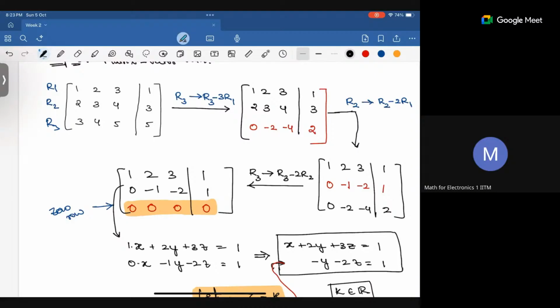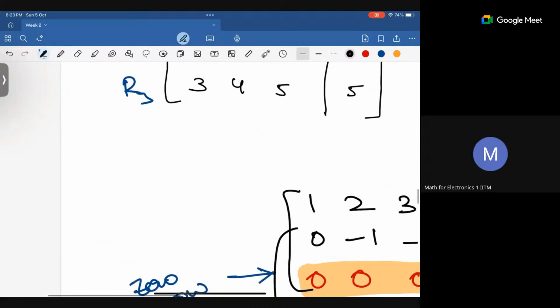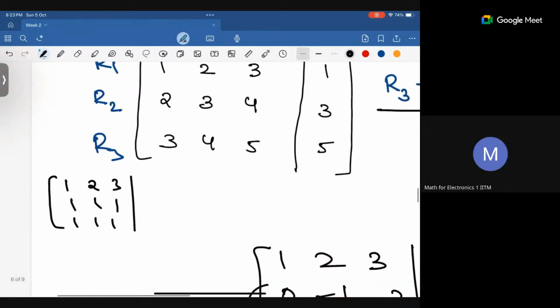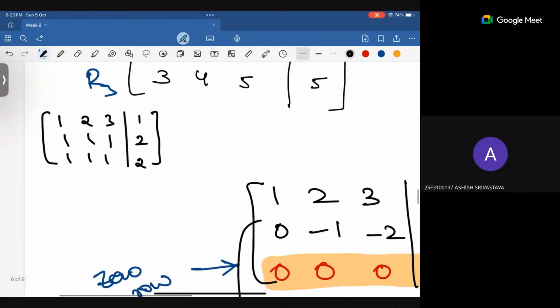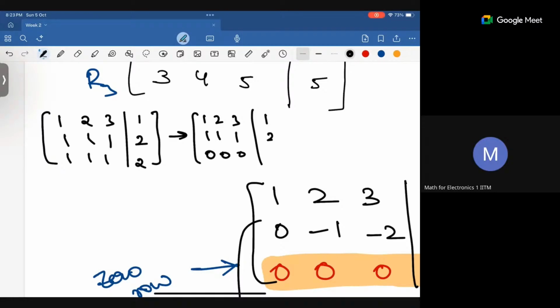If you do that, you will get this matrix, right? So 1, 2, 3, 1, 1, 1, 1, 1, 1. And then here also you'll have 1, 2, 2, 1, 2, 2, right? Then if you just subtract R2 minus R3, you will have something like 1, 2, 3, 1, 1, 1, 0, 0, 0, 1, 2, 0.